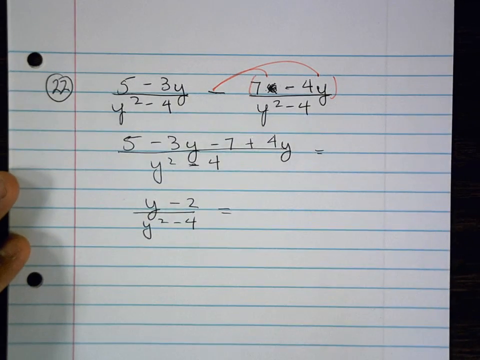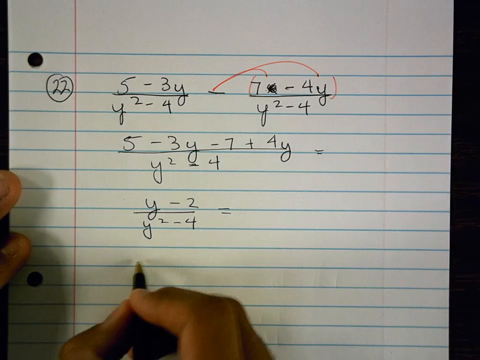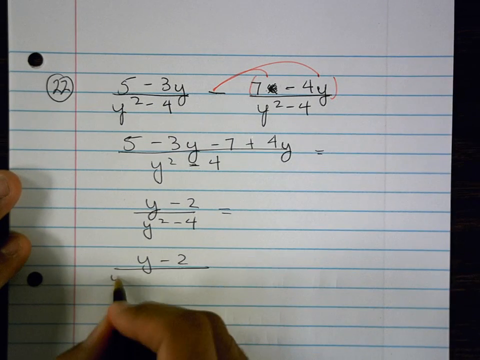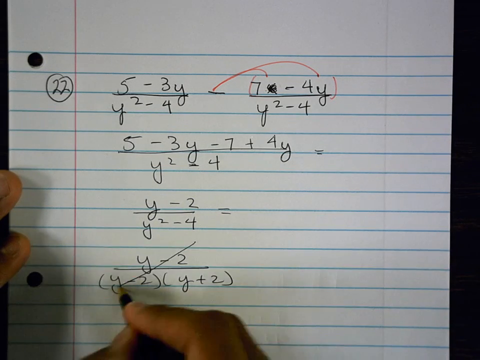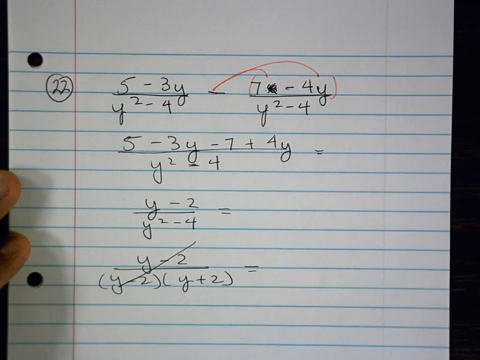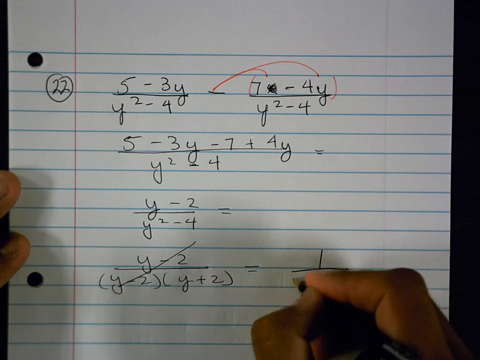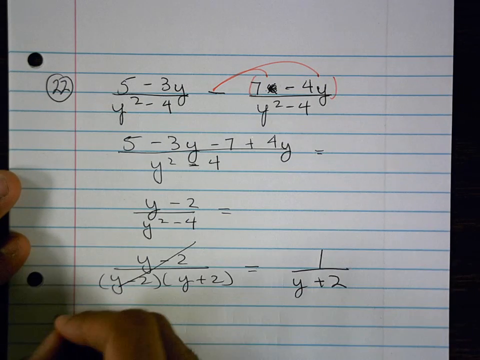And then, as you can see here, we should always try to see if we can factor, and we can. We can factor the bottoms. Y minus 2, y plus 2, that's a difference of squares. Those cross off. Now we're dividing here, we're not subtracting, so nothing's turned into 0, so the final answer is 1 over y plus 2. 23.